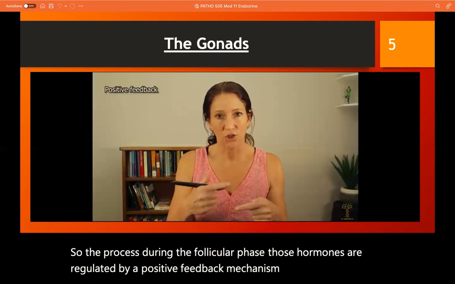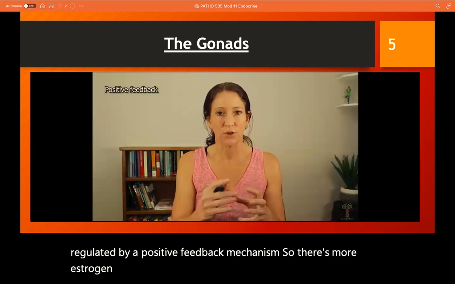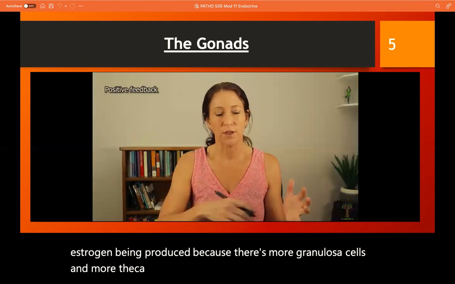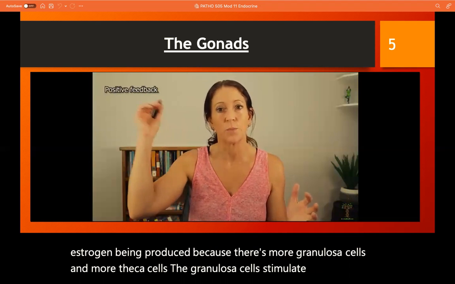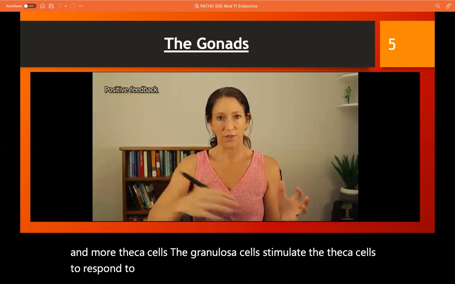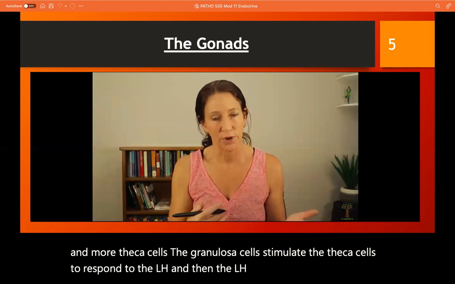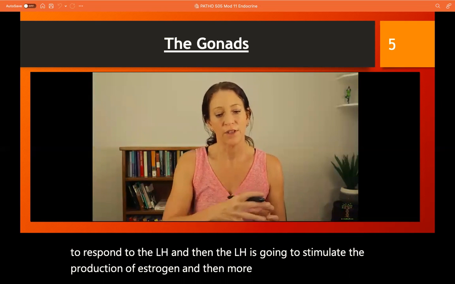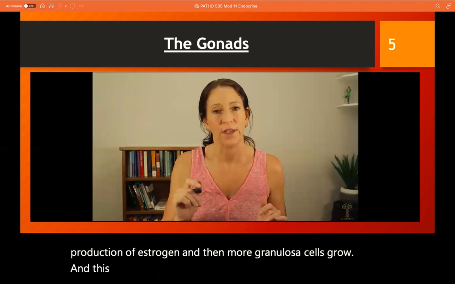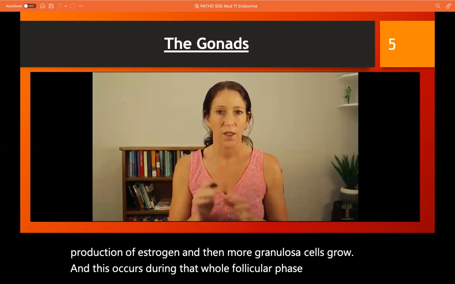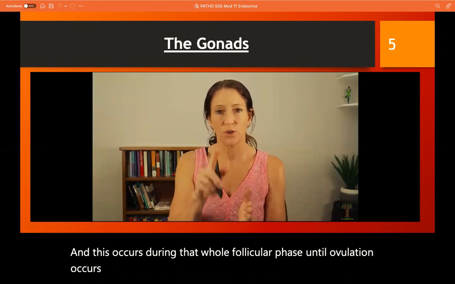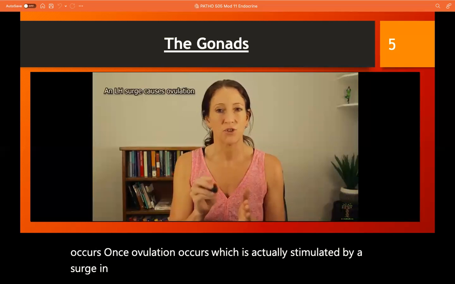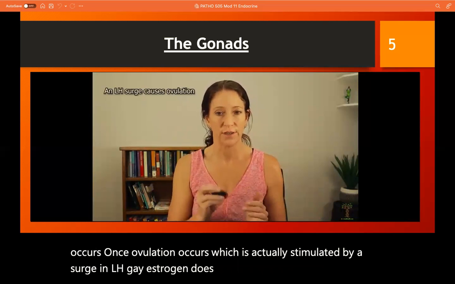So there's more estrogen being produced because there's more granulosa cells and more theca cells. The granulosa cells stimulate the theca cells to respond to the LH. And then the LH is going to stimulate the production of estrogen. And then more granulosa cells grow. And this occurs during that whole follicular phase until ovulation occurs. Once ovulation occurs, which is actually stimulated by a surge in LH, okay, estrogen does not cause ovulation.